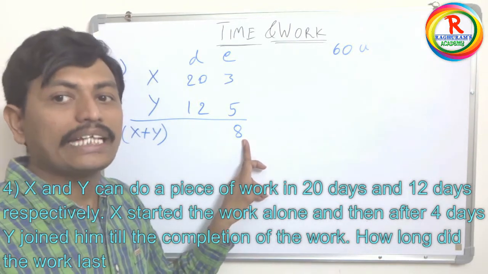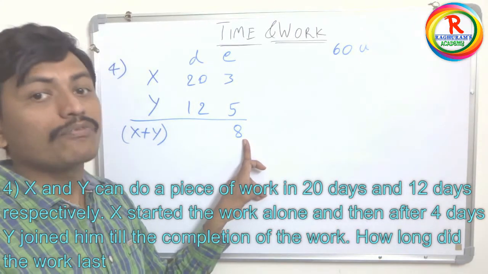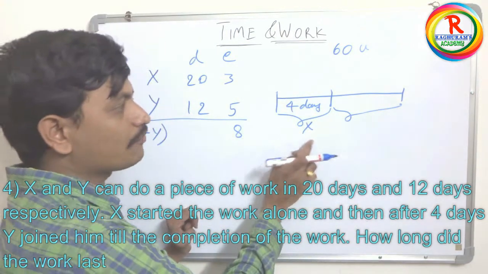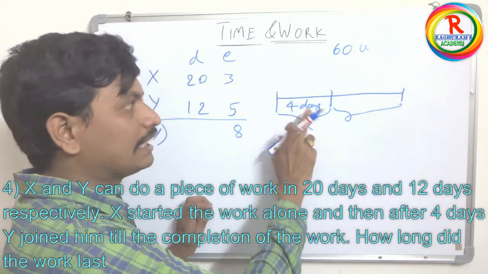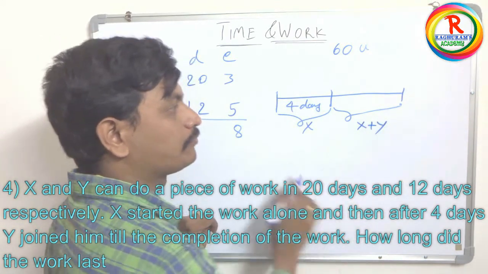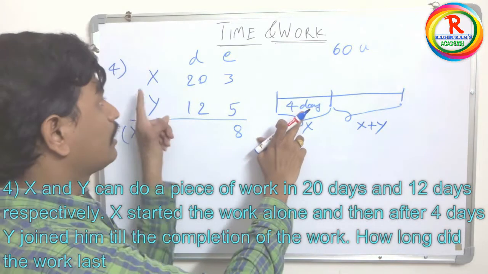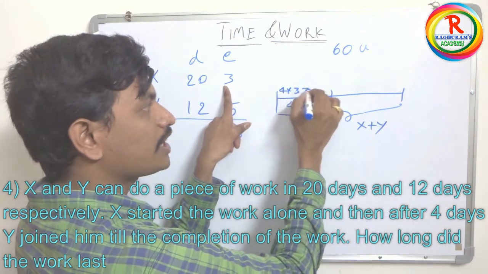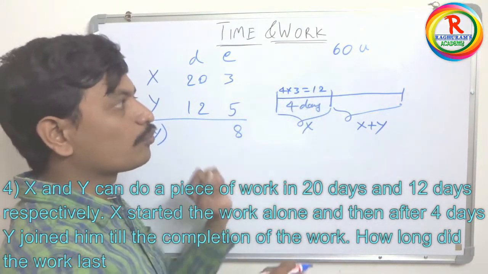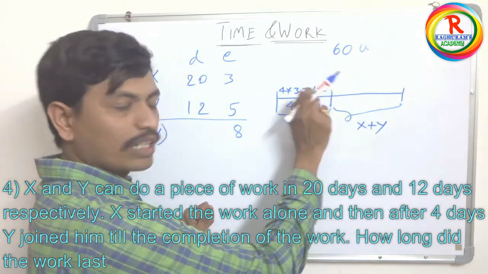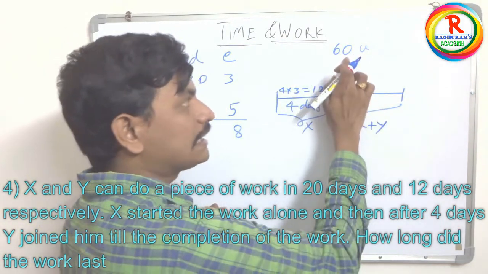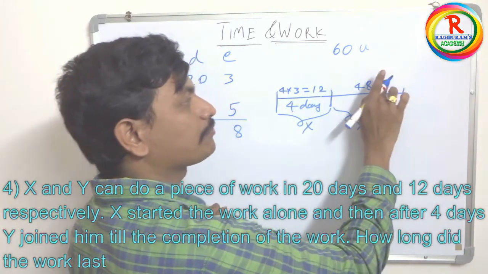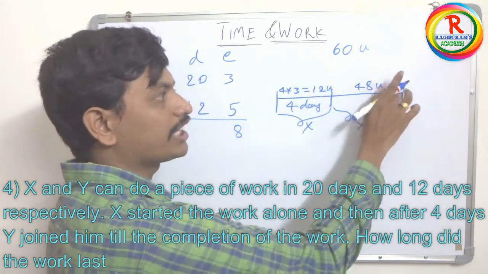Now what's the question? X started the work alone and then after 4 days Y joined. In this type of problems we take a partition like this. First X worked only for 4 days and in the remaining work Y joined him. In one day X completes 3 units. In 4 days, 4 into 3, 12 units of work is over. Total units are 60, 12 units are over. What is left here? 60 minus 12, that is 48 units of work is left.